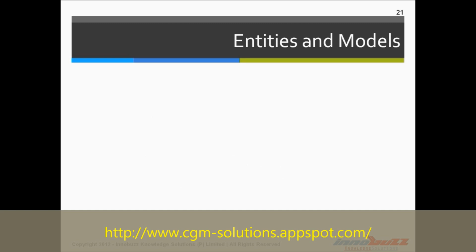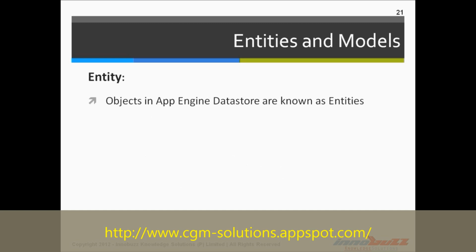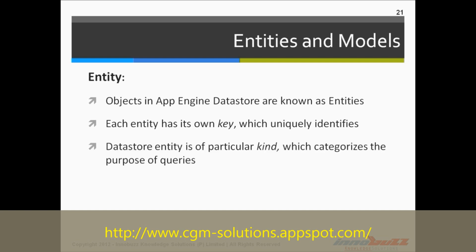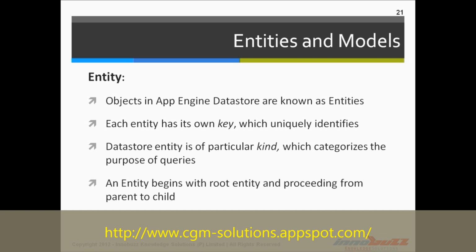Entities and models. What is an entity? An entity is an object in App Engine Datastore. Each entity has its own key which uniquely identifies it. A Datastore entity is of a particular kind, which categorizes it for the purpose of queries. An entity begins with a root entity and proceeding from parent to child forms an ancestor path. Each entity has an identifier assigned when the entity is created, which acts as a primary key in a relational database.